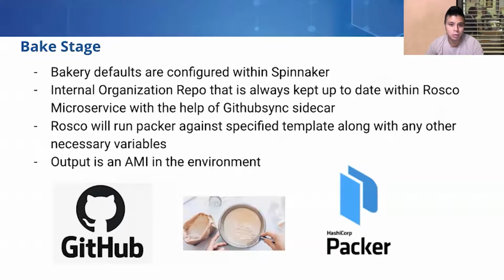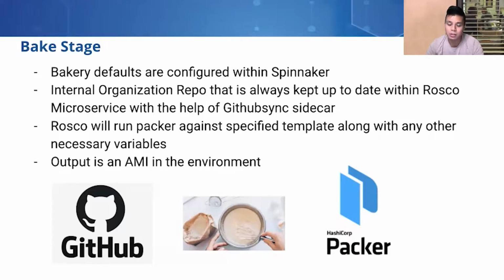Spinnaker's microservice Roscoe runs Packer against a specified directory. Again, this is where GitHub Sync Sidecar can come in handy. Whenever there's a merge on the master branch within a repo that contains the Packer templates, as well as values and other scripts, it will automatically update the path within the Roscoe container. This removes the need of redeploying Roscoe containers, thus preventing any downtime.